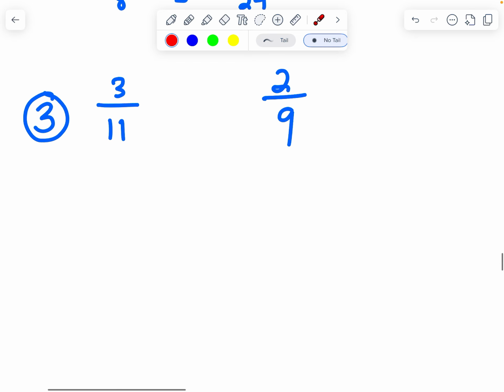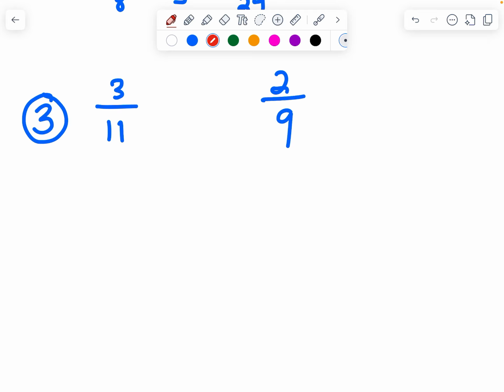Okay, we got 3/11 and 2/9. This one's going to be hard. There are ways to reason this out, but I'm just going to use my common denominator strategy because both of these are less than 1. Both of these are less than a half. I could maybe do a 4th, and I can actually see with 4ths.